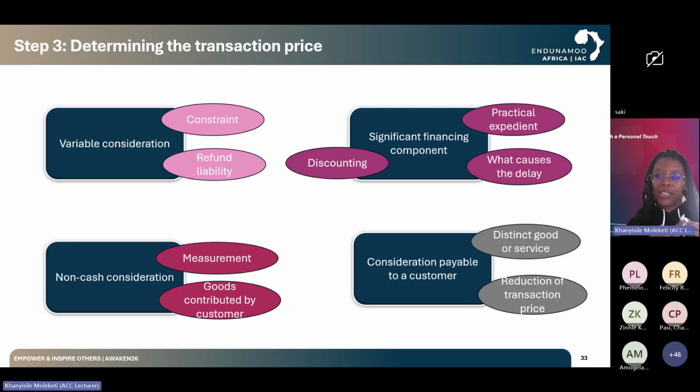Yes, you're on slide 33, which has the determine the transaction price. Yes, we are.